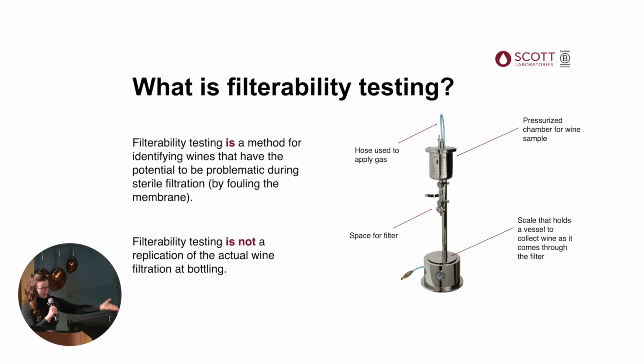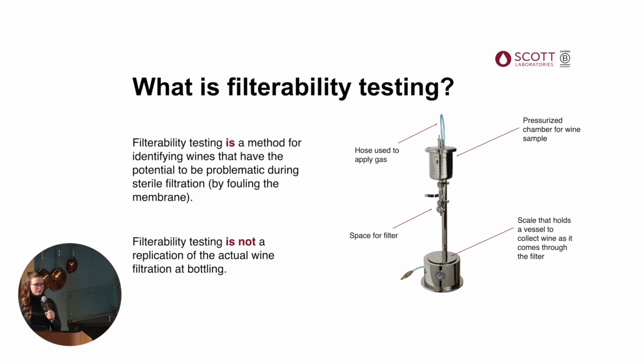So we have the actual unit right here. You don't have to look at the picture, but this is an example of a filterability testing unit. You have your wine sample in the chamber here. You have a hose that's used to apply gas. You have your filter membrane disc here, and this version has a scale. And you'll see in our recommendations why we recommend doing that. So also important, filterability testing is not to determine what grade you should use for filtration in the cellar.